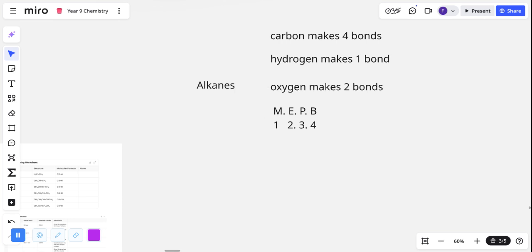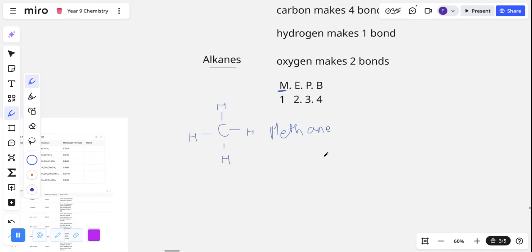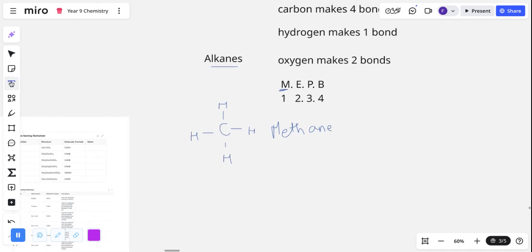The smallest of alkanes is 1 carbon: 1, 2, 3, 4 bonds. Hydrogen, hydrogen, hydrogen, hydrogen. This is an alkane. It has no double bonds, no functional groups to speak of. It is 1 carbon, so it's M. This is methane. Those are the alkanes. They're pretty straightforward.